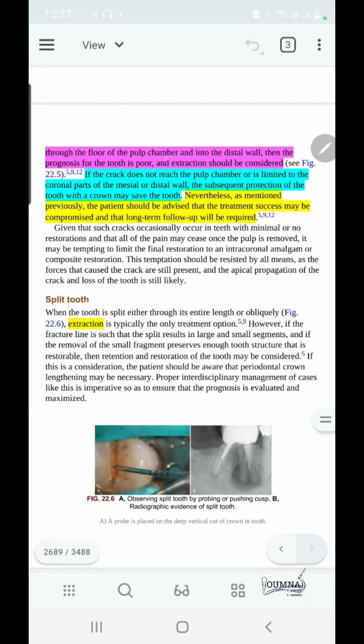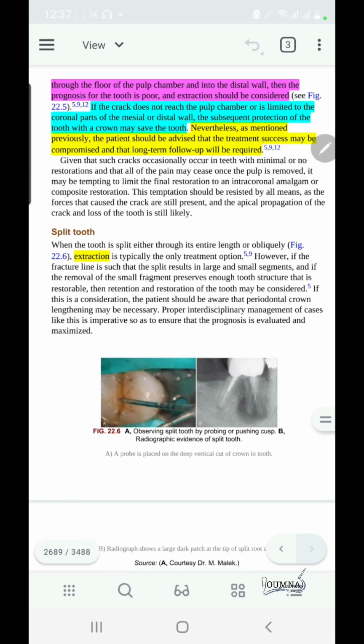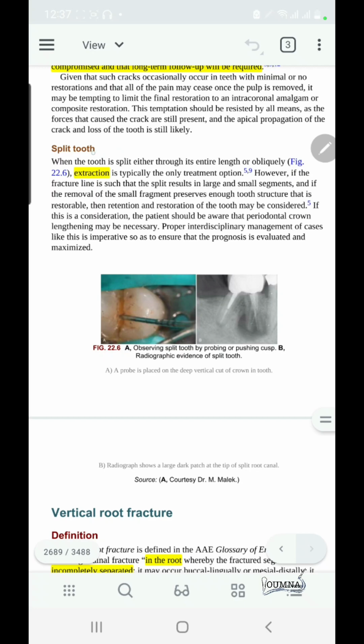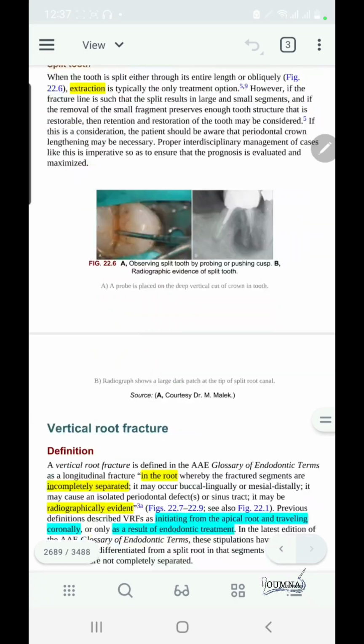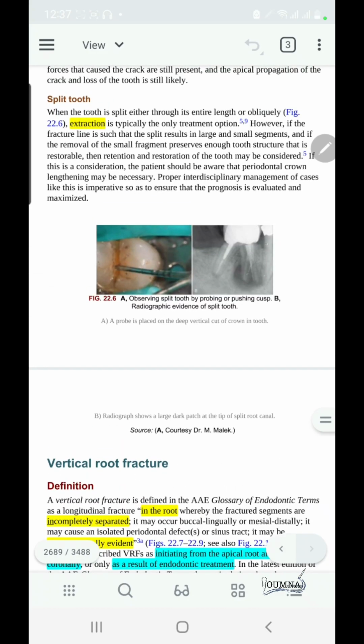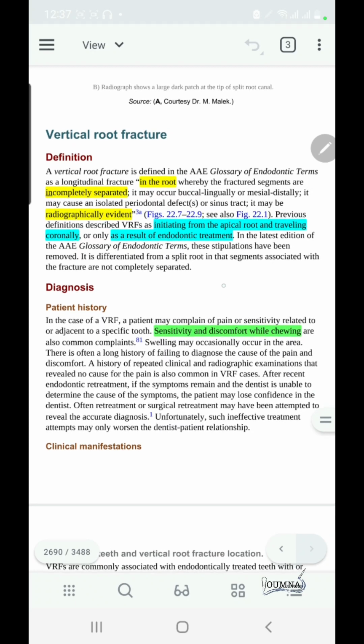If the crack reached the pulp chamber, the prognosis is poor. When this cracked tooth developed to a split tooth, which is a complete separation, extraction is the only thing we can do. Now let's talk about the vertical root fracture.